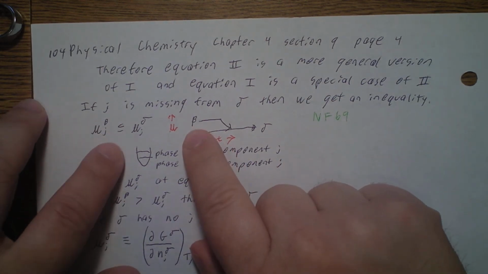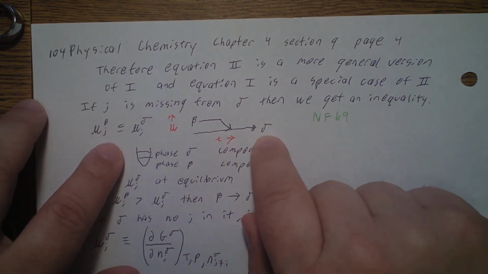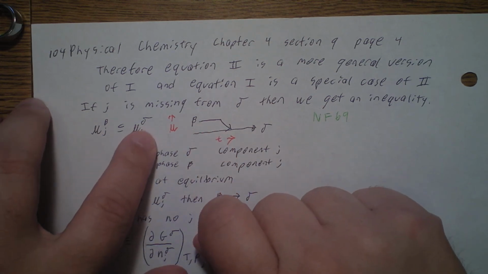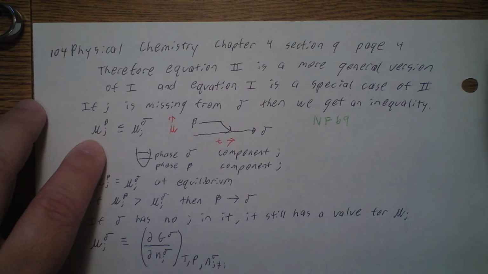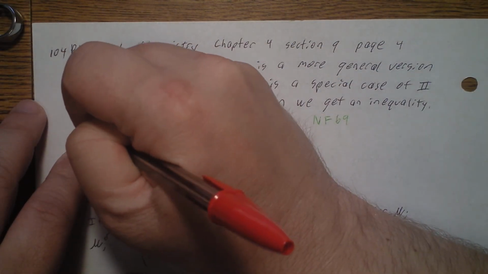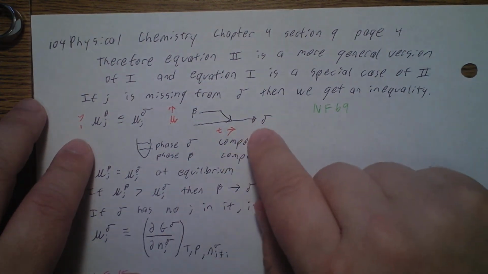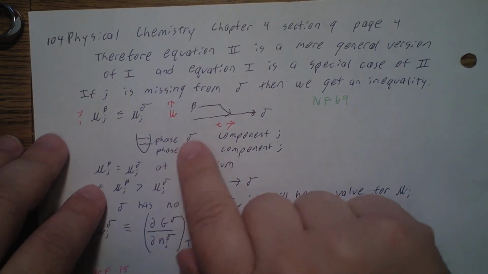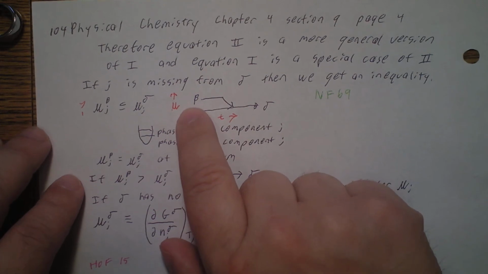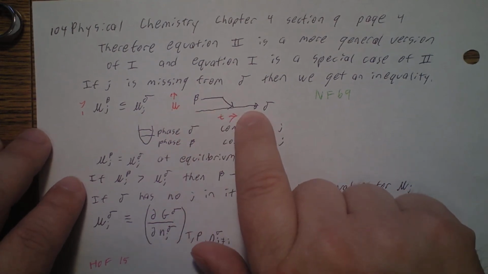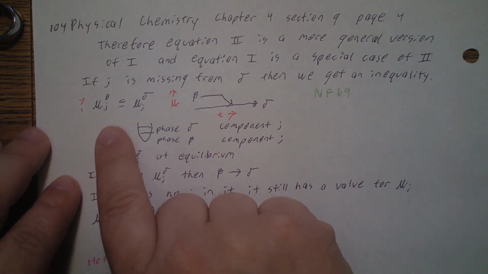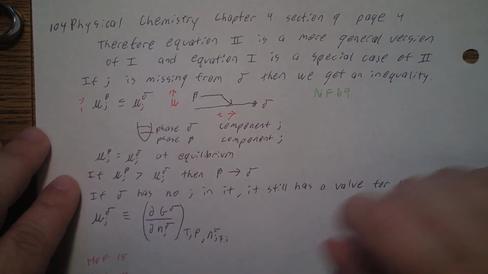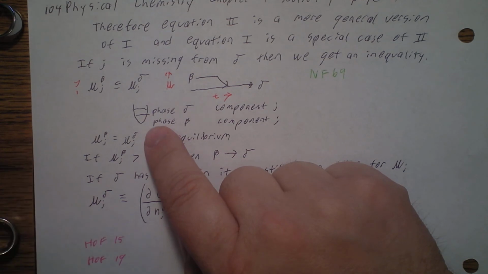Oh wait, so this one's backwards. Chemical potential delta here is lower than beta, but here it shows delta being greater than beta. So these two contradict. I'm going to have to check on that and make sure one of these might be backwards. But what we said before is true. You're going to go from the phase of the higher potential to the lower potential. In this diagram it shows beta to delta, but for some reason it shows delta higher than beta. Whoops.